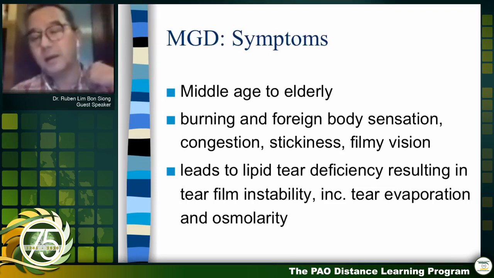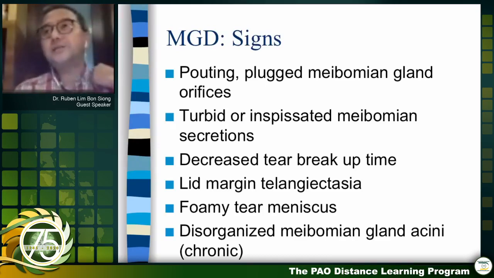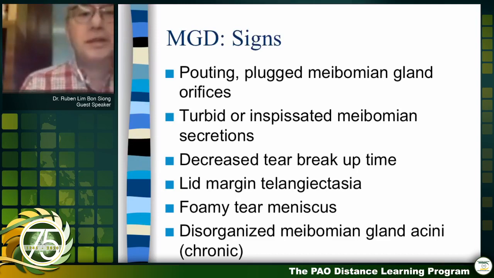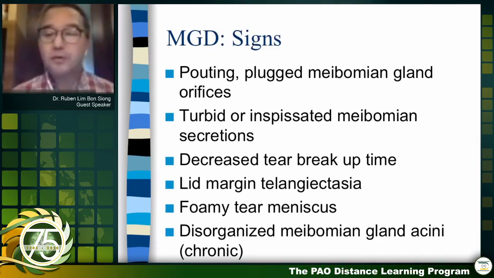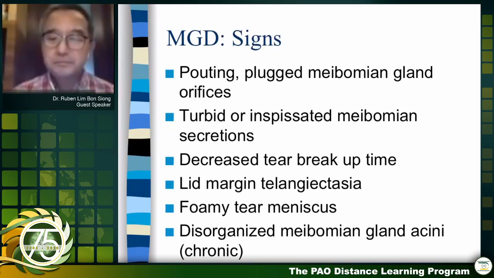So they go hand in hand with your dry eye disease. I don't think you can see anything if they send you a photograph. You really need a slit lamp to be able to see all the signs of MGD: pouting plugged meibomian gland orifices, turbid or inspissated secretions, decreased tear breakup time, telangiectasia of the lid margin, foamy tear meniscus, and disorganized meibomian gland acini. So we might have to base it mostly on the symptoms of the patient.